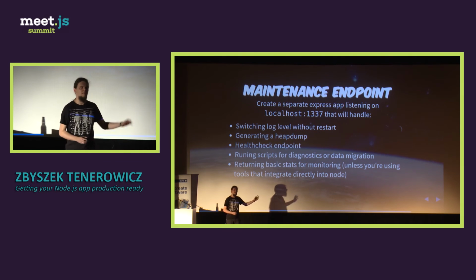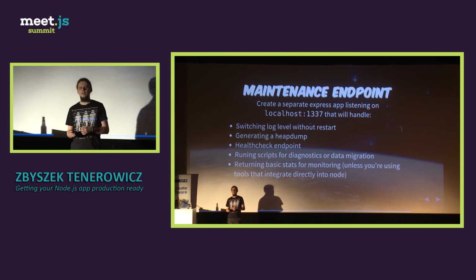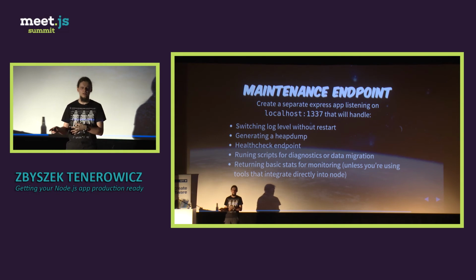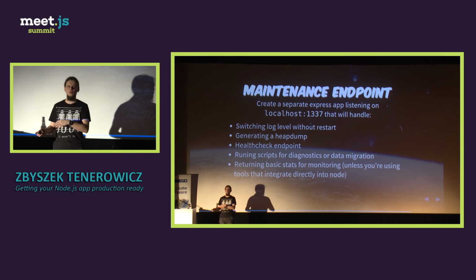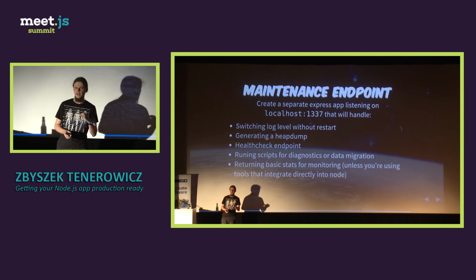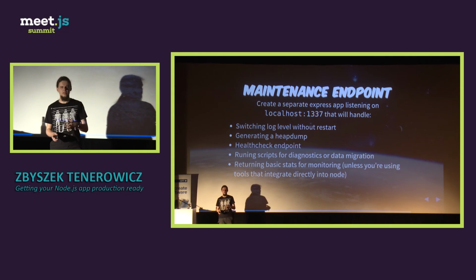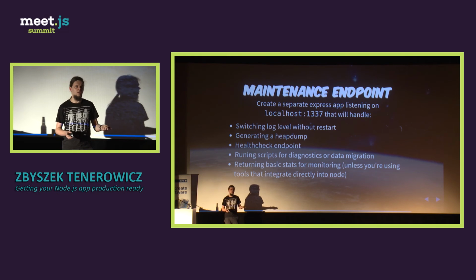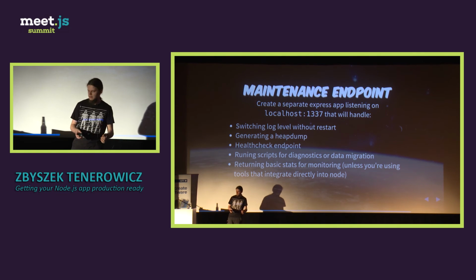So this brings me to the maintenance endpoint. If your app is listening to some requests coming in with one server inside of Node, like an Express app, you also want to listen on some weird port only on localhost and hide it with some firewall rules, or don't forward traffic through your load balancer to this port. And there, you can have some very simple endpoints for your maintenance tasks. First of them is switching log levels. As I said, you just make simple requests from your local machine and you switch log levels. Easy. Then you can generate a heap dump.